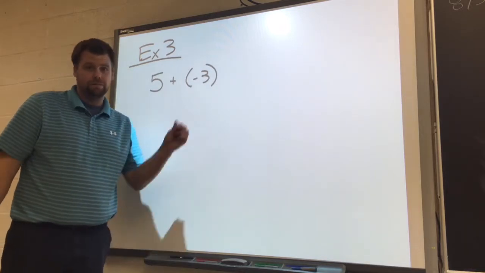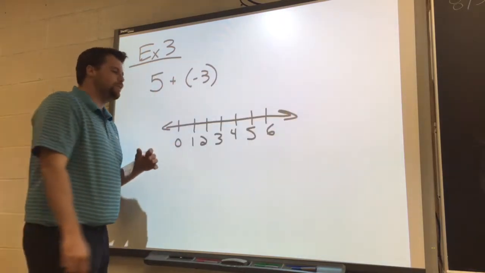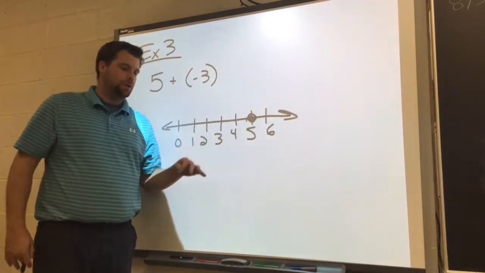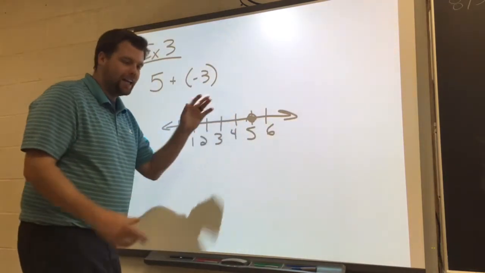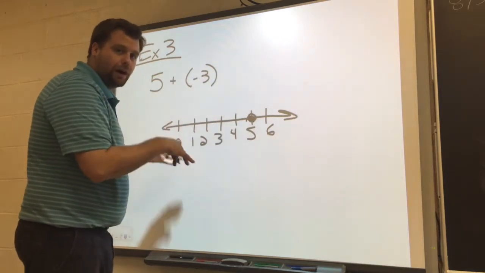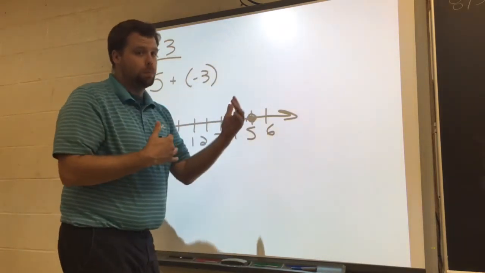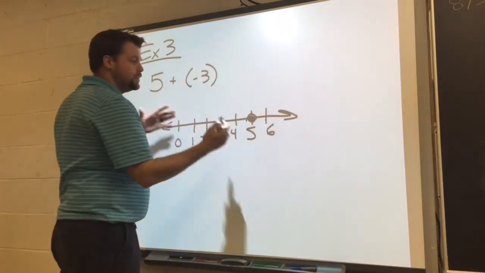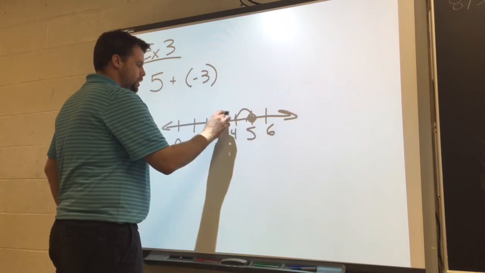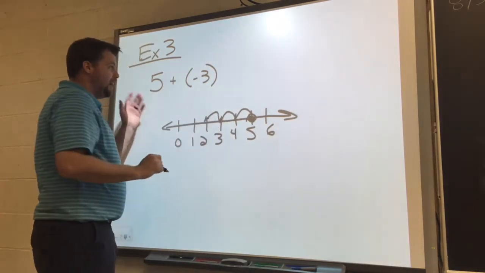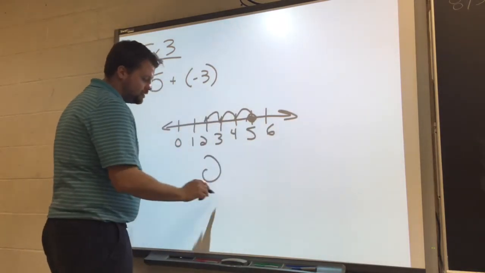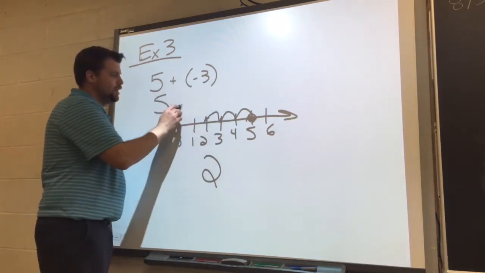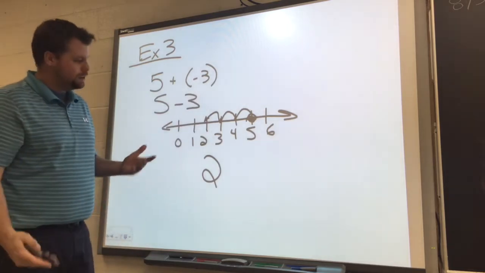Let's look at our number line. Now, let's look at different signs. When I have 5 plus -3, 5 is right here. Now, since I'm adding a negative number, I'm going to start at 5 and move in the negative direction. If I were adding a positive number, it would become more positive and I would move to the right. But since I'm adding a negative, I'm going to move to the left. 1, 2, 3. 5 plus -3 is the same thing as 2.